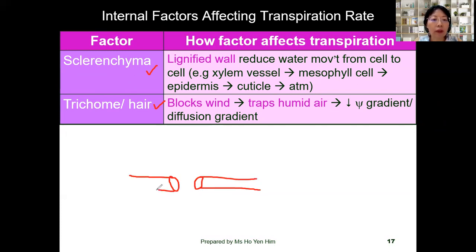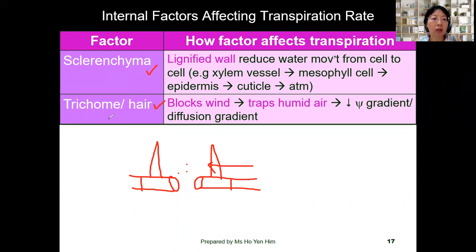So when the water vapor diffuses out from the cell, then when the wind blows, the water vapor will be gone, and then this air here becomes very dry. So they will promote more loss of water vapor. Therefore, there will be a special structure formed at the epidermis to block the wind. This is an additional hair-like structure that is formed out of this epidermal cell.